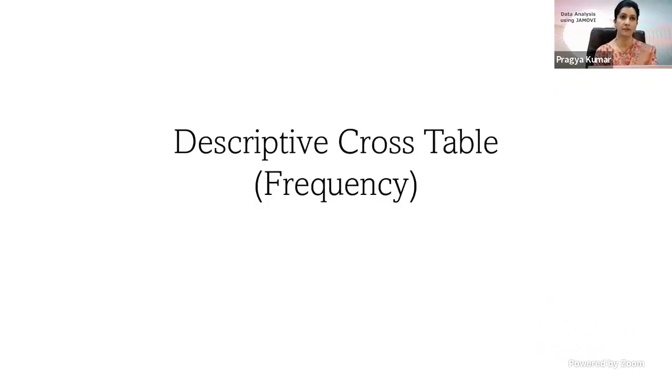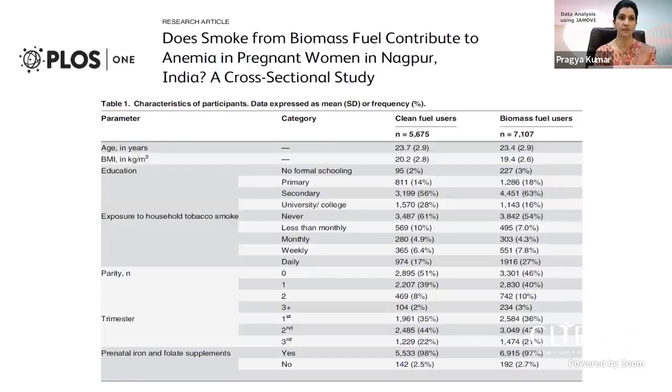Again, this was a descriptive simple table. Then there's a descriptive cross table. So you can see in this case, this was a study. The title of this study is, Does Smoke from a Biomass Fuel Contribute to the Anemia in Pregnant Women in Nagpur, India? It is a cross-sectional study. And you can see here that education, the exposure to household tobacco smoke, the parity, and then trimester, all these are categorical variables, categories are there.